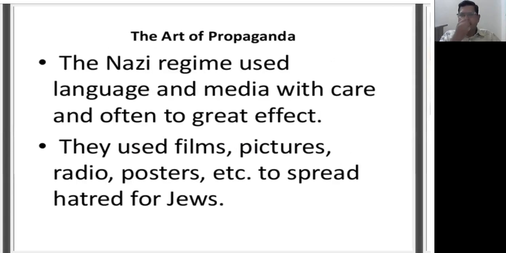The Nazi regime used language and media with care and often to great effect. They used language and media to bring its own propaganda. They used films, pictures, radio, posters, etc. to spread hatred for Jews. At that time there was no television, so radio was very popular all over the world, and they propagated through it to spread hatred for Jews. They put pictures, posters, etc.